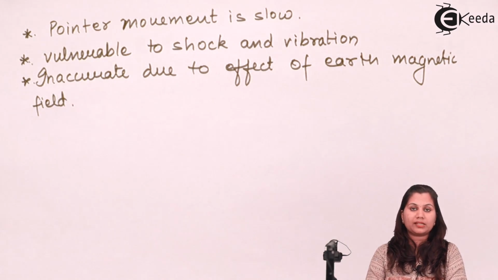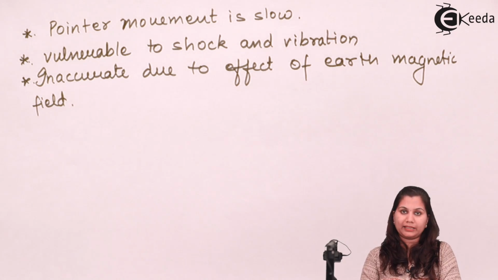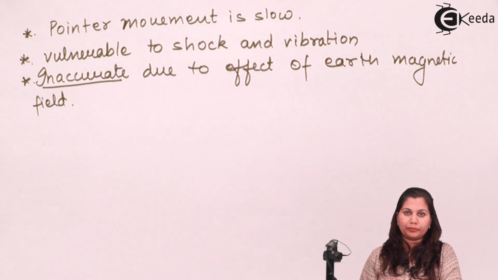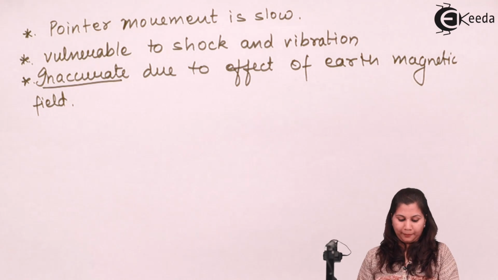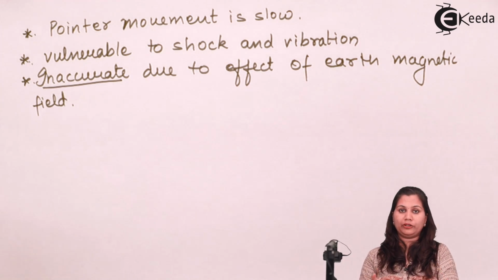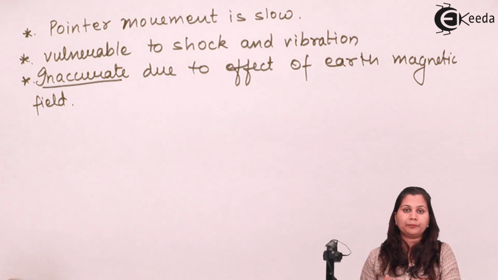Also, these instruments are a little bit inaccurate due to the presence of the Earth's magnetic field. The Earth's magnetic field is also going to affect the readings, so it is a little bit inaccurate instrument. So these are the disadvantages of analog multimeters. Applications, we already know that it can be used for the measurement of current, voltage and resistance. AC and DC measurements can be done with it.